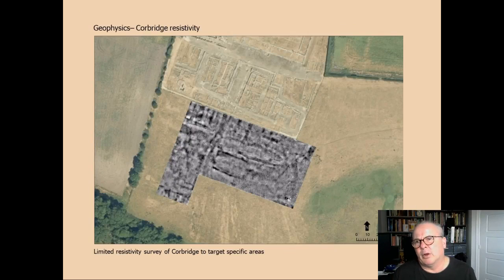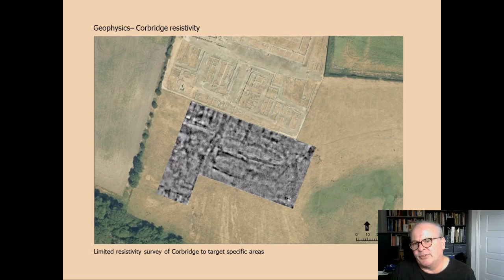Not only do we do lots and lots of gradiometer survey here, we also have, in my final slide, some work done with resistivity, which is an electrical method. So we're passing a current through the ground. If we've got walls in there, we're going to get a high reading. If we've got ditches and pits, we're going to get a low reading. And we can use that to map the data below the current English Heritage site.